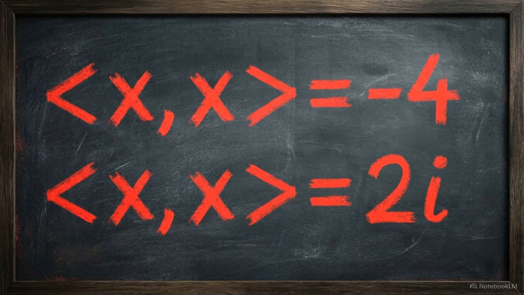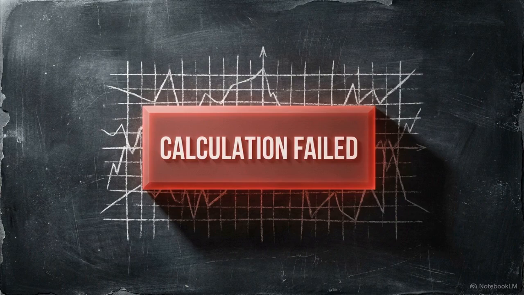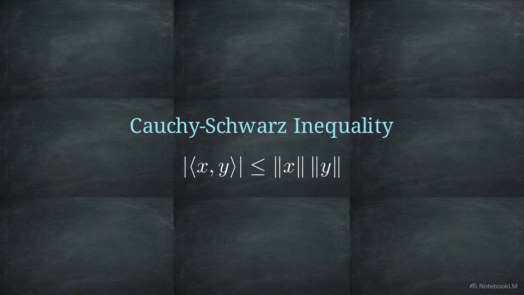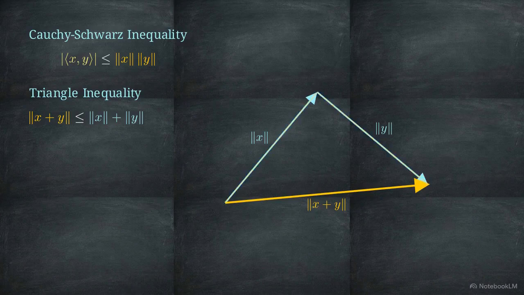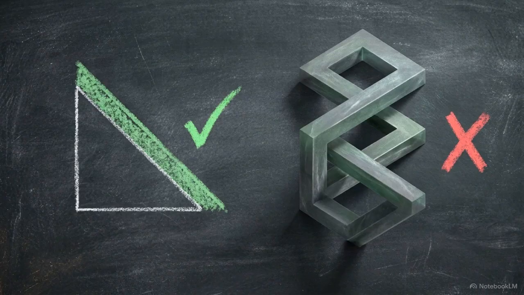Without the conjugate rule in complex spaces, a vector's inner product with itself could result in an imaginary number or a negative value, making the concept of length mathematically impossible. To keep measurements consistent, we rely on the Cauchy-Schwarz inequality. It guarantees the absolute inner product never exceeds the product of the vectors' lengths. This relationship proves the triangle inequality, confirming that a straight line is the shortest path, and ensuring abstract distances behave predictably. These theorems function as logical checks. They prevent abstract models from producing impossible results, like a shortcut that is somehow longer than the original path.